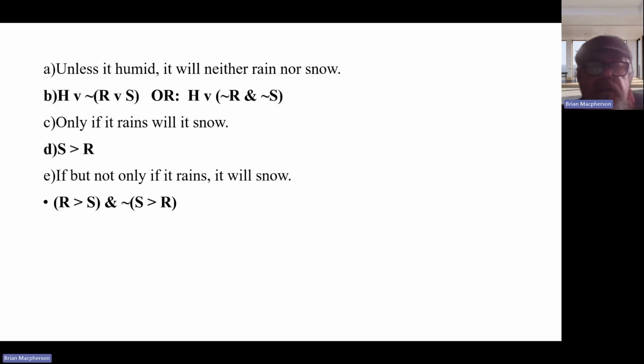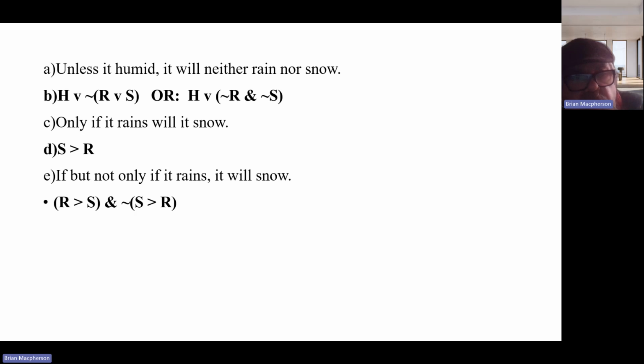Unless it is humid, it will neither rain nor snow. So the comma tells you that unless is your main connective. We know that unless in propositional logic is translated as a wedge or a nor. It will neither rain nor snow, not R or S, or if you want, H or not R and not S. That's using De Morgan's.